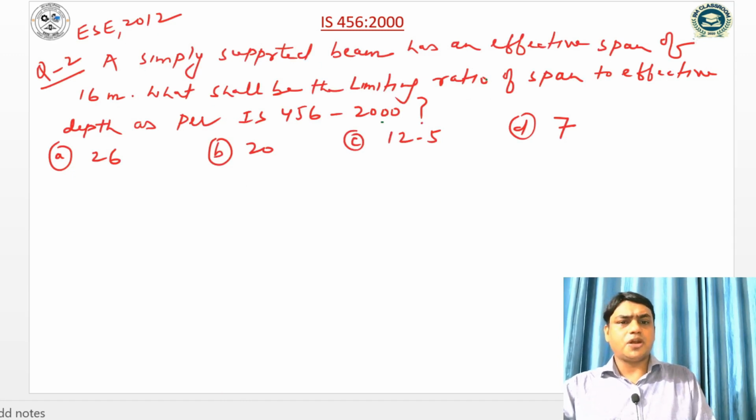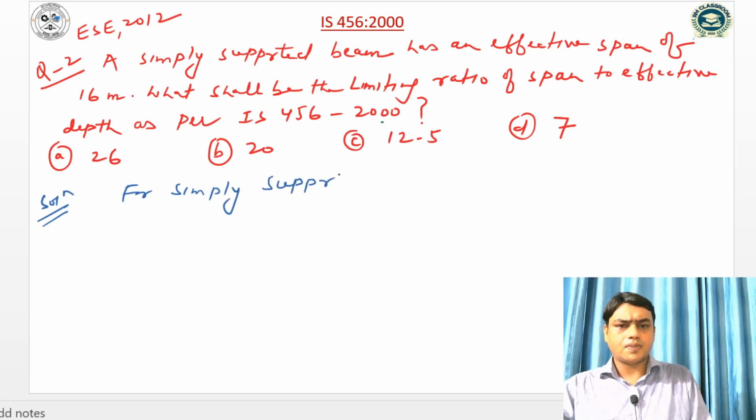A simply supported beam has an effective span of 16 meters. What is the limiting ratio of span to effective depth as per IS 456-2000? This question was asked in ESE 2012. If I solve this, we can see that as per IS 456 our span is greater than 10 meter for a simply supported beam, and one thing we also have to remember is that L is greater than 10 meter.